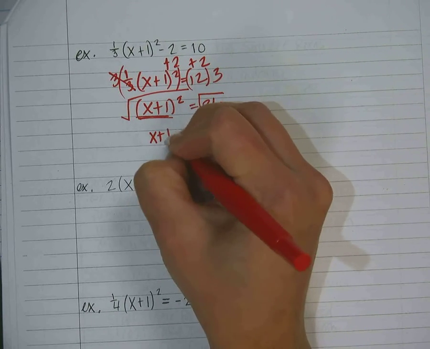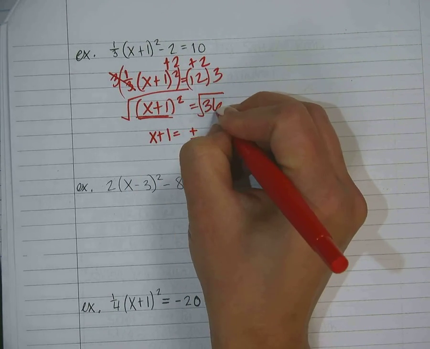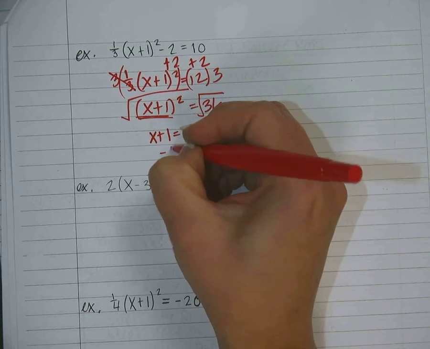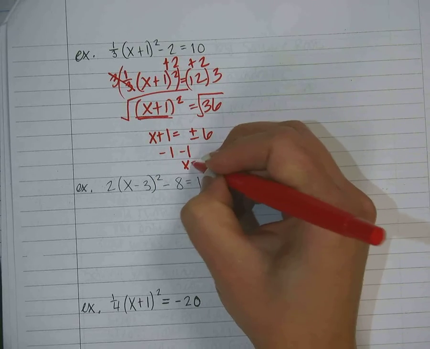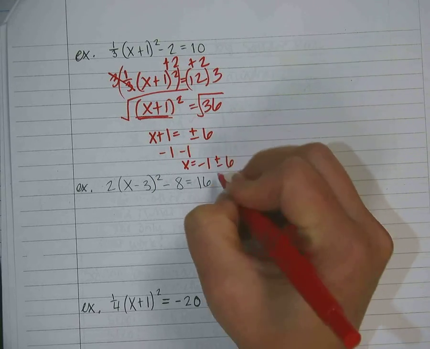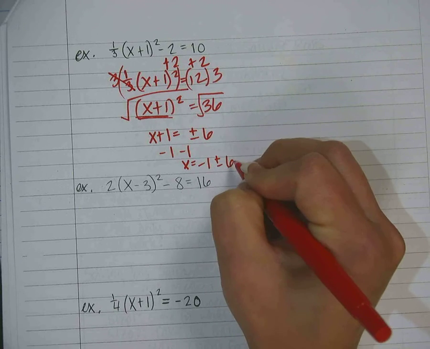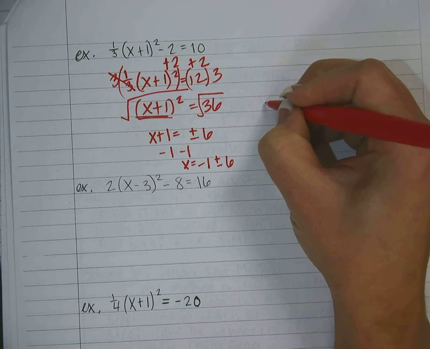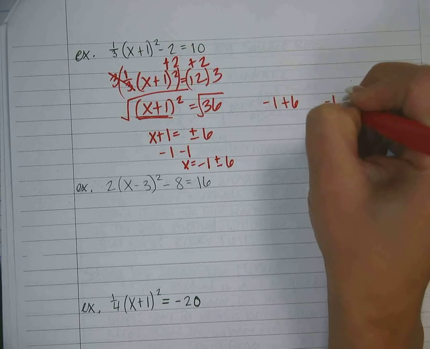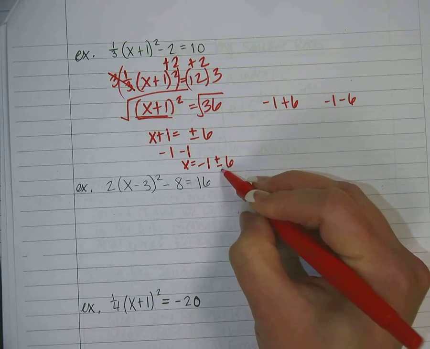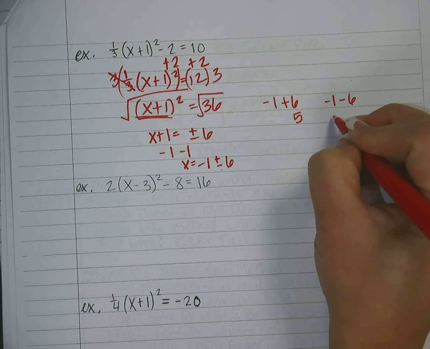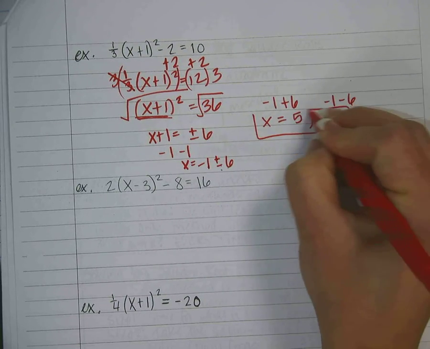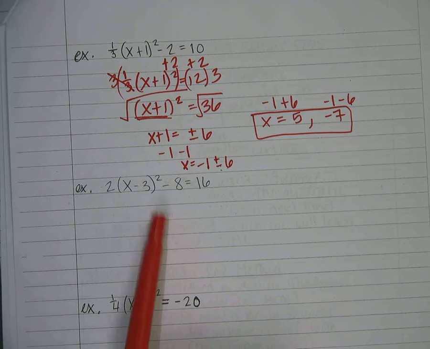I'll get x plus 1 equals plus or minus, and this will actually work out, so we love that, 6. Subtract 1, and I'll get x equals negative 1 plus or minus 6. But look, I can do this. This isn't a radical right here. I can do negative 1 plus 6 and negative 1 minus 6. So I've got two situations for the plus and minus. So one solution is 5. One solution is negative 7. Y'all try this one now on your own.